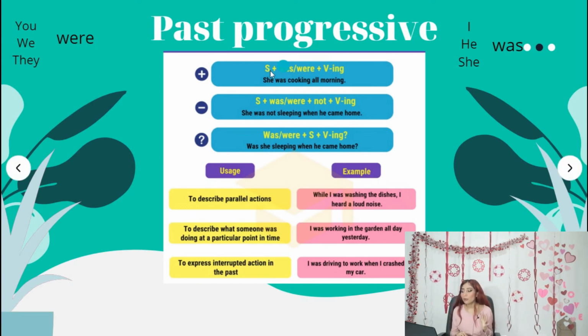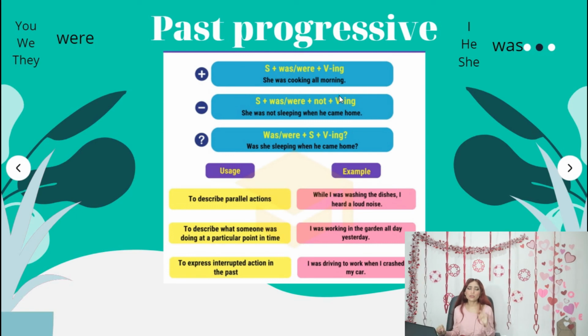Okay, so for example, we have: She was cooking all morning. Then we have the subject, the respective verb to be in past, it was, and then we have the main verb in ing, that in this case is cooking. Okay, so the complement is all morning. She was cooking all morning.